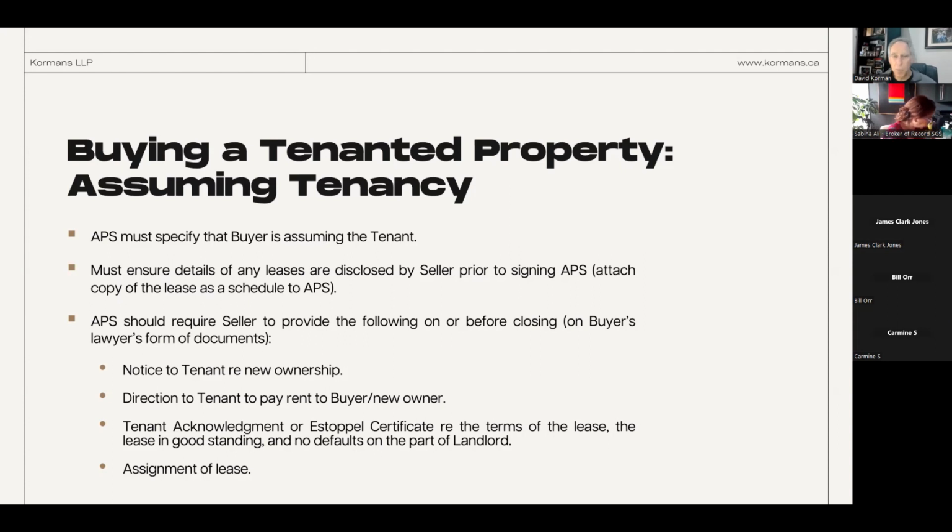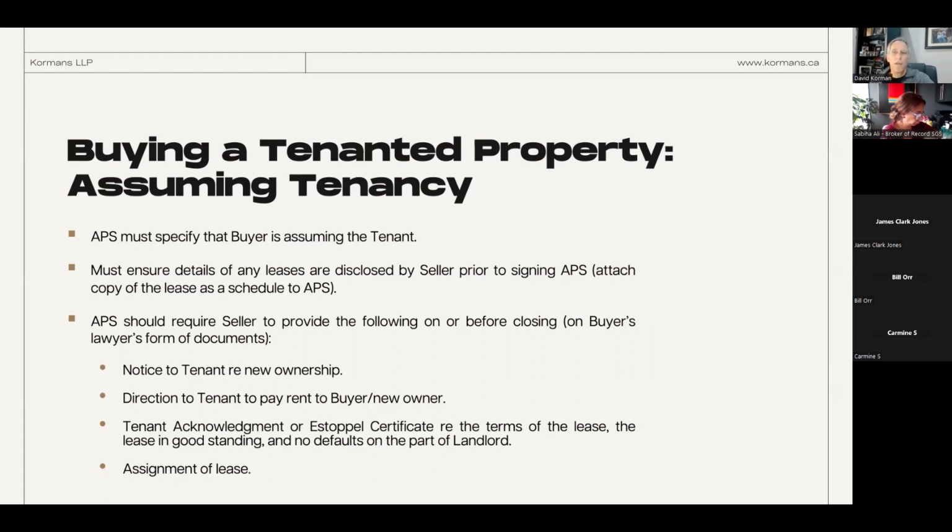Now, another really important document that a buyer wants, if they're required to assume a tenancy, is what's called a tenant acknowledgement or an estoppel certificate. They're really interchangeable terms. That's a document signed by the tenant to confirm that the lease is in good standing, there are no defaults on the part of the landlord, and it confirms the basic terms of the lease: the date of the lease, the rental amounts, whether there have been any amendments, who pays for what under the lease, whether the tenant has an option to buy the property or an option to renew, or anything else. Anything material should be disclosed in that form.